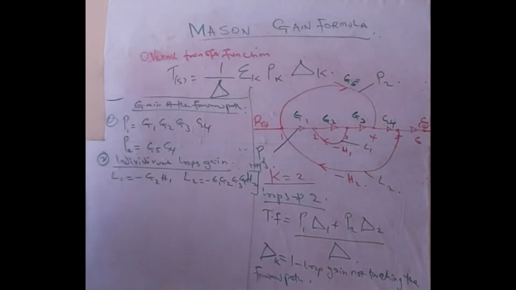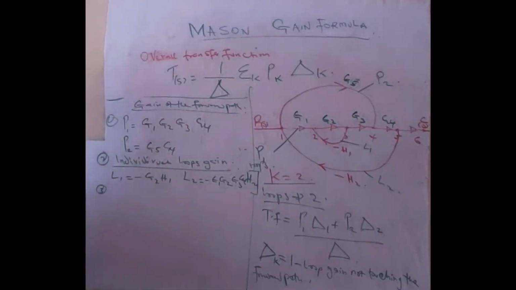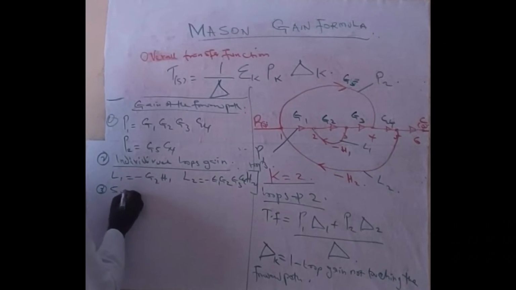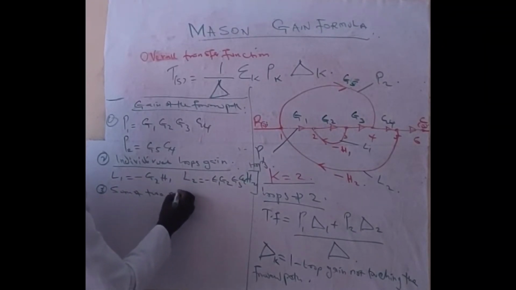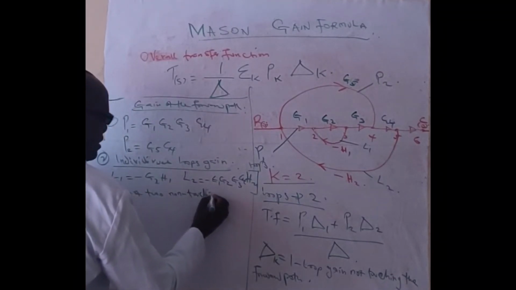Now, step number 3 is to determine the sum of two non-touching loops.